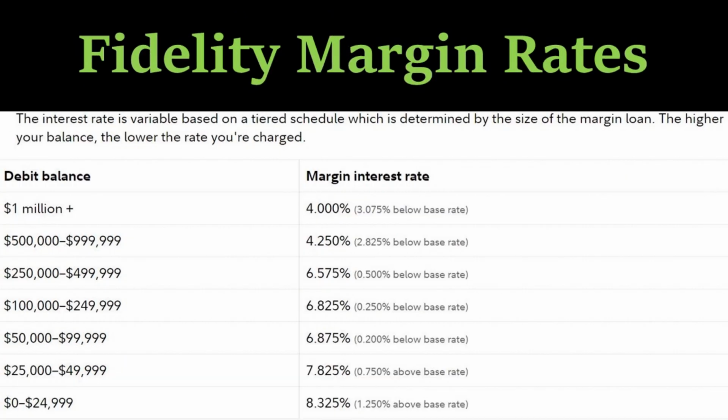Keep in mind that if you invest on margin, you should not stay on margin for that long because the interest will add up and eat into your profits or further increase your losses.